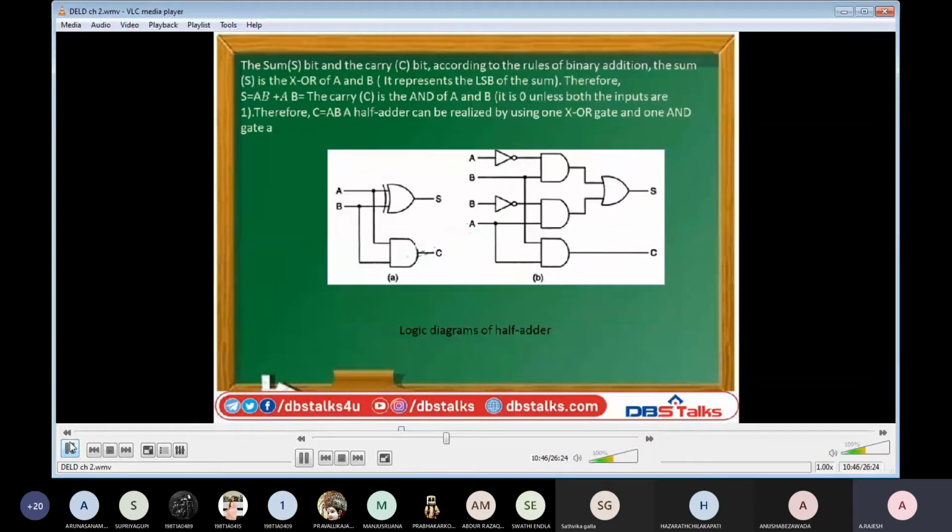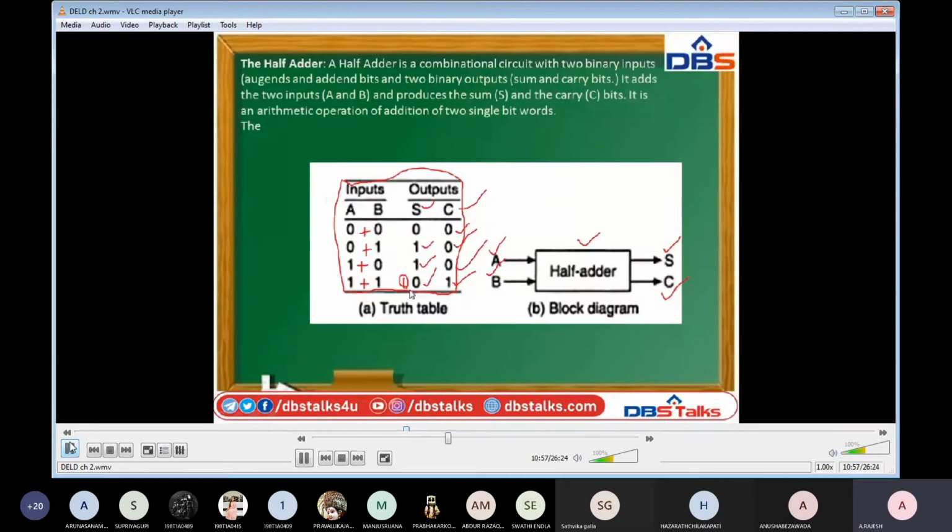See here, this is the logic circuit of a half adder, with the sum bit and the carry bit. What type of gate are we going to use here? This is an XOR gate, and this is the output of an AND gate. When both inputs are 0, the output is 0 for an AND gate. The output of an AND gate is high only in one condition, that is when both the inputs are high.